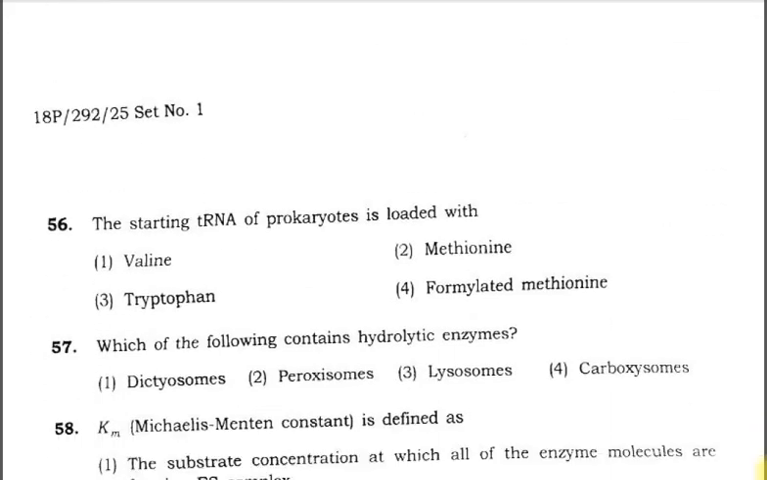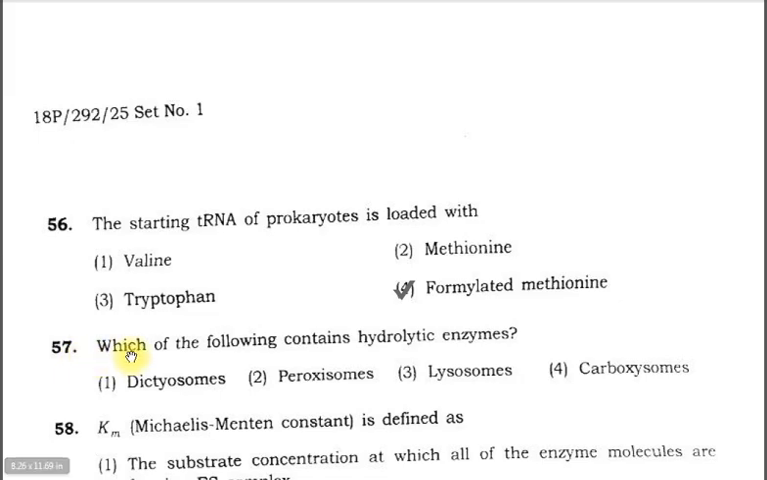Next question, number 56. The starting transfer RNA of prokaryotes is loaded with. The options are valine, methionine, tryptophan, formylated methionine. So here the correct option is option number 4, which is formylated methionine. The initiator tRNA interacts with the start codon AUG of the messenger RNA and carries the formylated methionine, which is also called FMET.